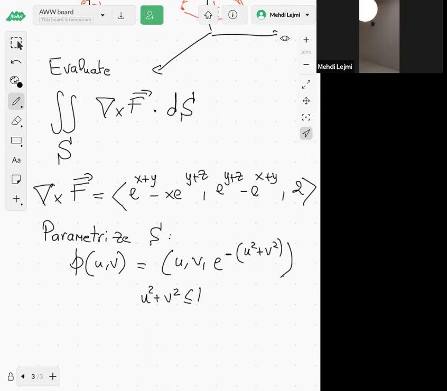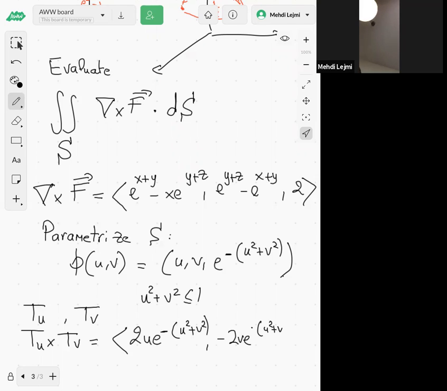Now you compute the derivative with respect to u, the derivative with respect to v, and then compute tu cross tv. Again, I'm going to skip the computations and give you the answer here. If you do tu cross tv, that will be, I think, 2u e to the minus u squared plus v squared, minus 2v e to the minus u squared plus v squared, and 1.